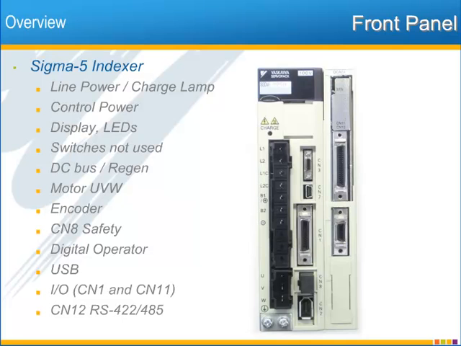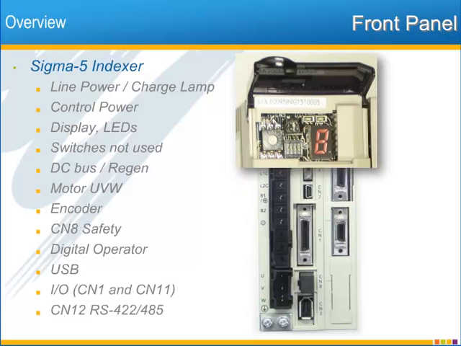Let's take a look now at the Sigma-5 indexer front panel. You see the standard power supply inputs for line power, L1 and L2 and L3 for 3-phase. Line power simply charges the DC bus and the lamp indicates the charge level. Control power, L1C and L2C, turn on the logic board, including the I/O, the display, the indexer card. The display reads out the alarms, warnings, and errors and has indicators for control power.